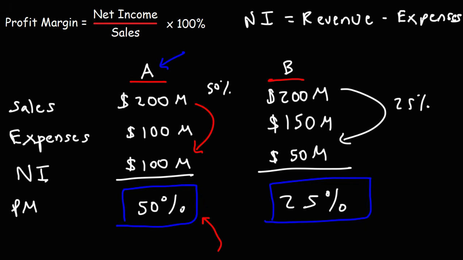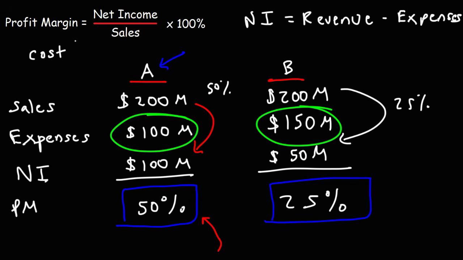And also notice that company A, they kept their expenses lower than company B. And that's what made them more efficient. By keeping costs down, they were able to generate a higher net income and thus increase the profit margin. So that's how you can increase the profit margin in a company. You need to reduce the costs or the expenses, and as you do so, the net income increases and the profit margin increases.